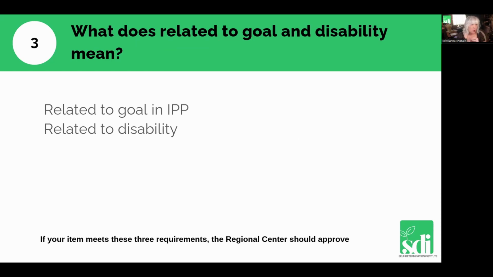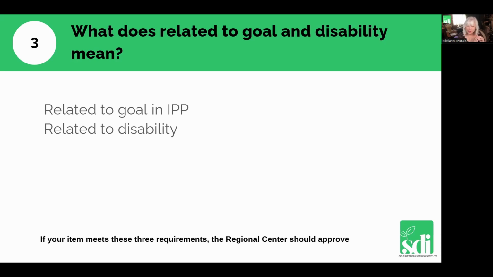This is back to why those are so important, because now we're getting to the spending plan. I have to have a goal in my IPP in order to spend it in my spending plan. So that's why you want that really great, robust person-centered plan that's going to inform that IPP.